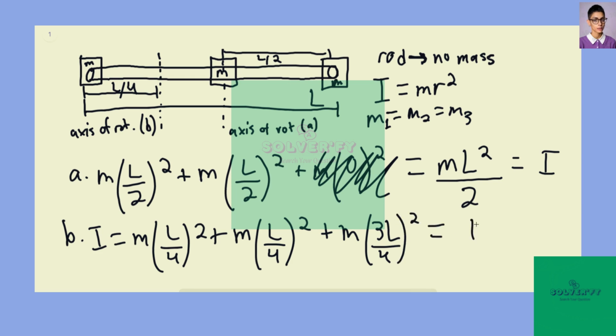And this is going to equal 11ml squared over 16, because the common denominator for all of these is 16, and it'll be 3 squared, 9, and then this will be 10, 11, so 11 over 16 times ml squared. And this will be your I for part B.